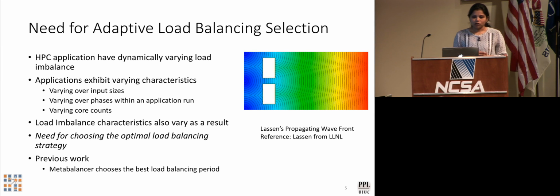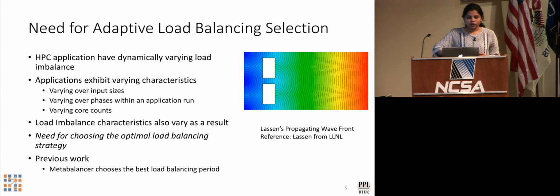I mentioned the need for load balancing, but there's also a need for adaptive load balancing selection, primarily because the load imbalance is not always static. It varies over the application's run. And there's also variations in application characteristics itself. Even for a single application, there might be changes in characteristics with input data sizes, over the phase of execution of an application run, or even when running an application on a different number of cores. Therefore, the need for choosing an optimal load balancing strategy.